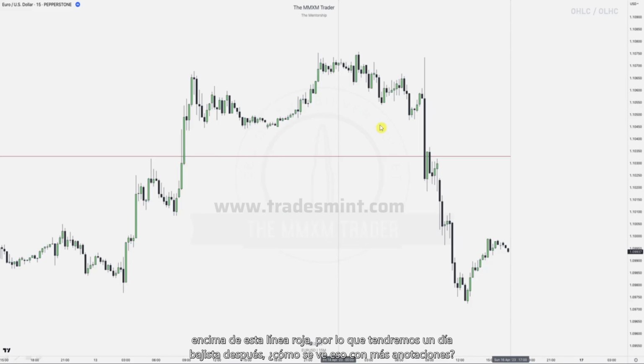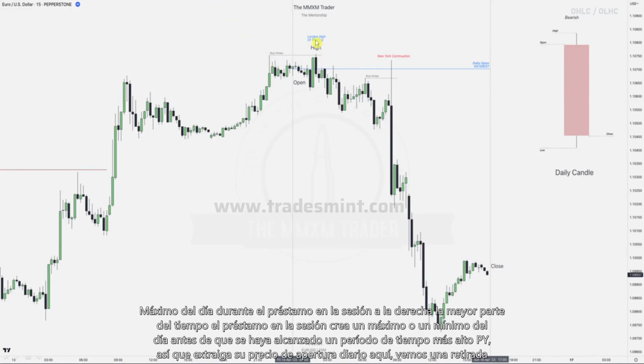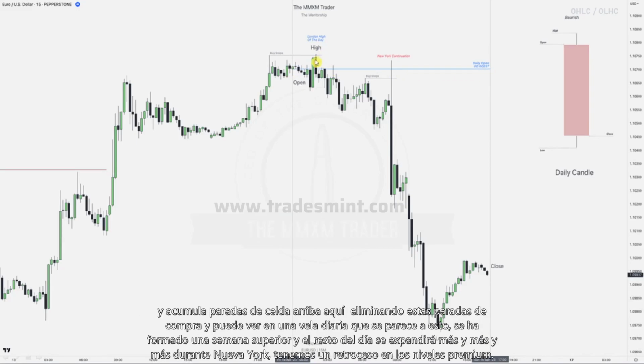So how does that look like with more annotations? High of the day during London session, right? Most of the time, London session creates high or low of the day before a higher time frame PD array has been hit, right? So draw out your daily opening price over here. We see we trade and accumulate above here, taking out these buy stops. And you can see on a daily candle that looks something like this. An upper wick has been formed and the rest of the day will expand lower and lower and lower.